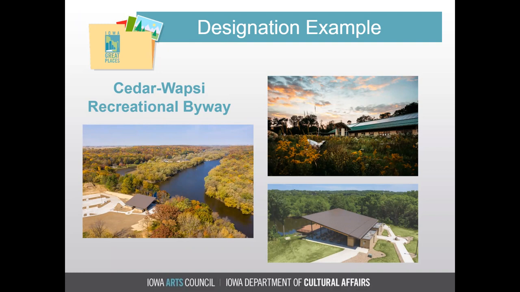Designated in 2014 and redesignated in 2019, the Cedar-Wapsie Recreational Byway brings together a diverse group of private and public entities. All have different missions, but share the common goal of engaging citizens and visitors to better understand, enjoy, and experience the benefits that come with shared outdoor physical activities in Linn County.